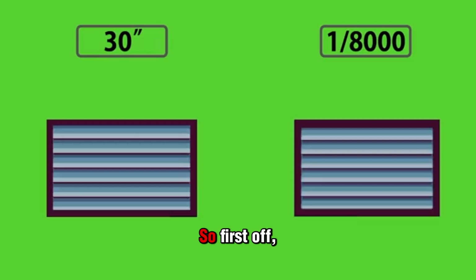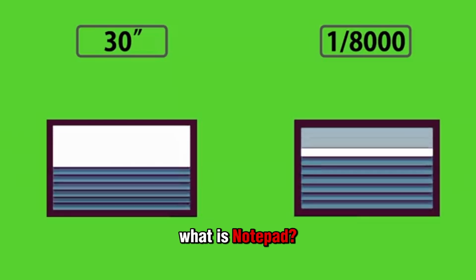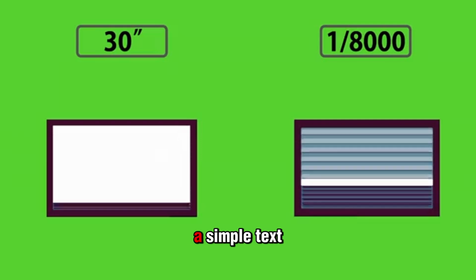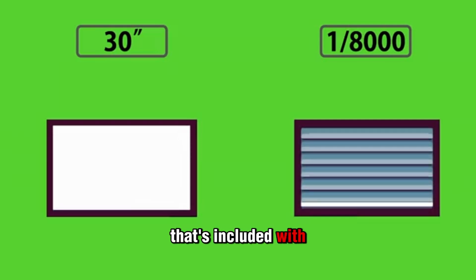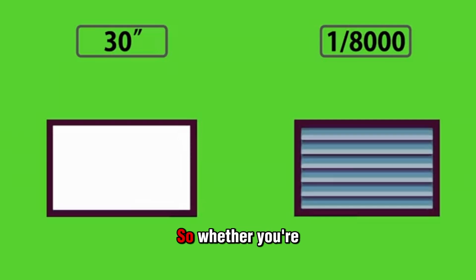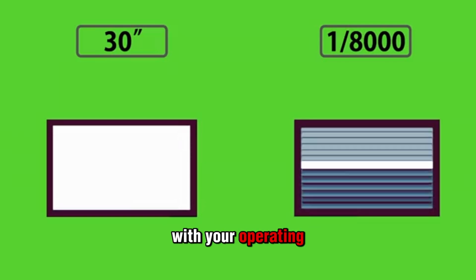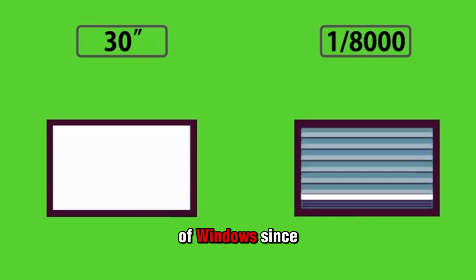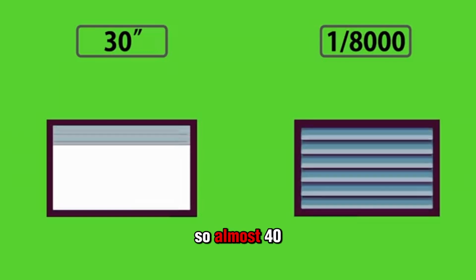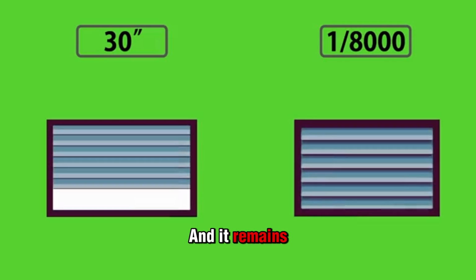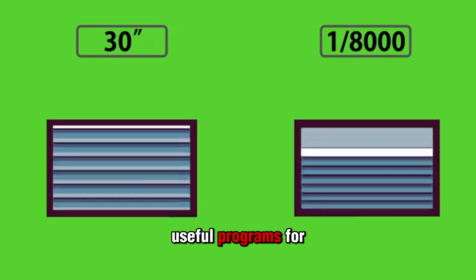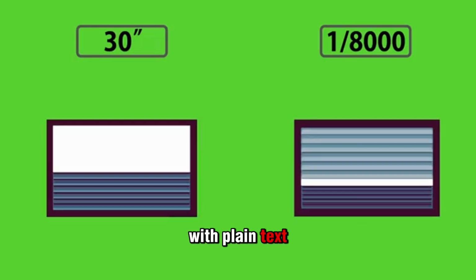Let's get started. So first off, what is Notepad? Well, Notepad is a simple text editor that's included with Microsoft Windows. So whether you're on Windows 10 or 11, Notepad comes pre-installed with your operating system. It's been part of Windows since 1983, so almost 40 years. But it remains one of the most basic yet useful programs for those who work with plain text.